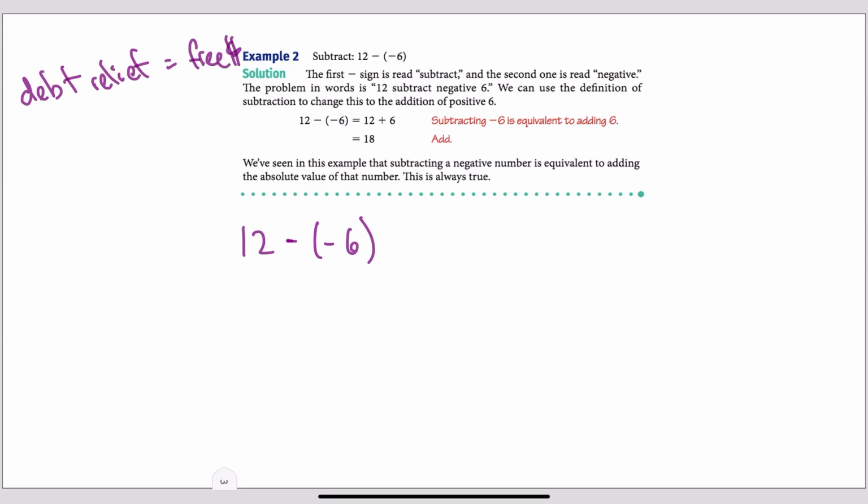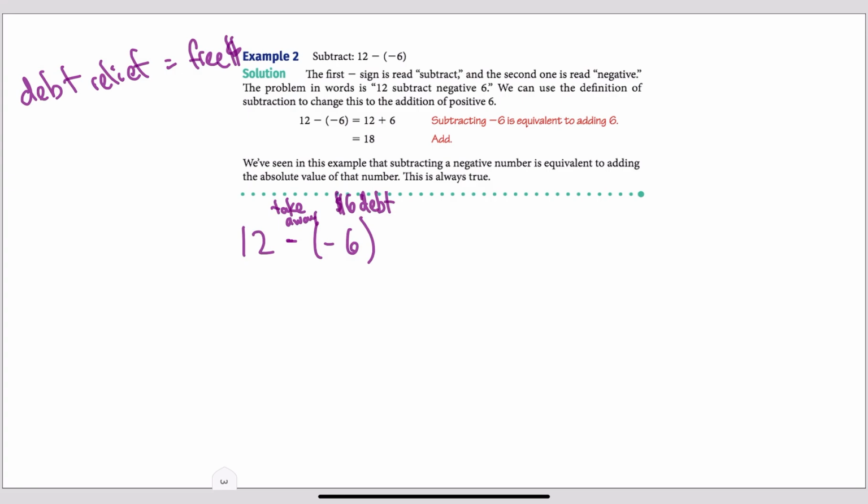So in this case, if I take away $6 in debt, taking away $6 of your debt, that's like giving you money, right? That's the same as giving you money. I've just given you a free $6 by relieving $6 of your debt.